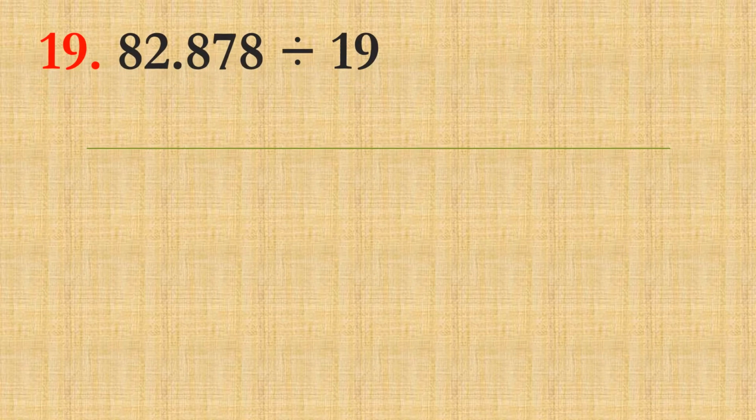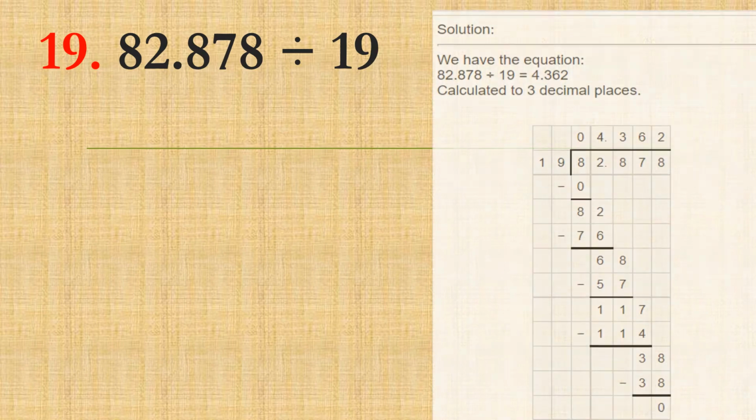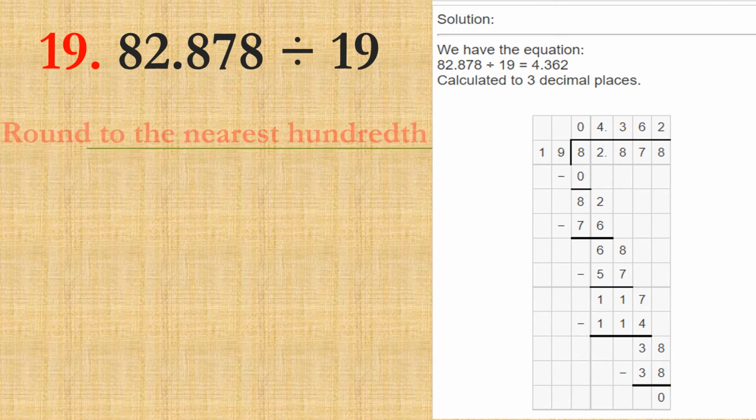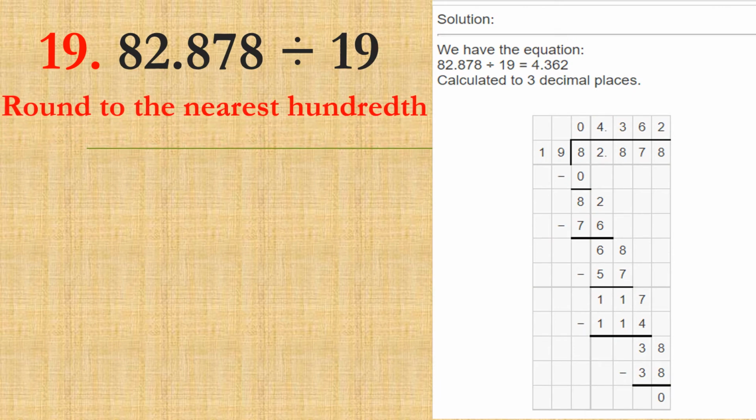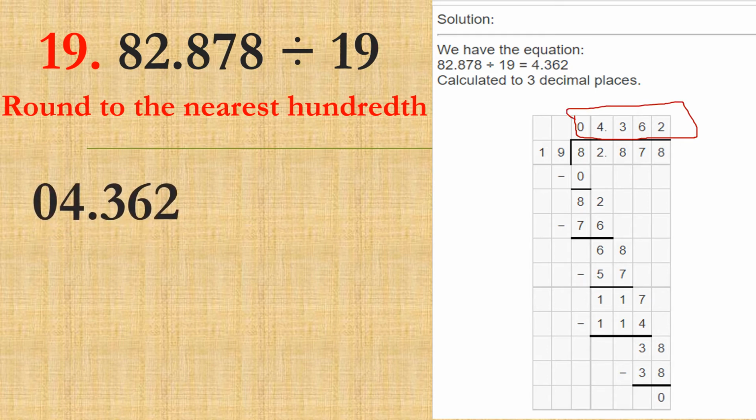Now let's have number 19. In number 19, 82.878 divided by 19. So in here, we're going to round to the nearest hundredths. Okay, so our answer from dividing 82.878 by 19 is equal to 4.362. Okay, so we are going to round this one to the nearest hundredths.